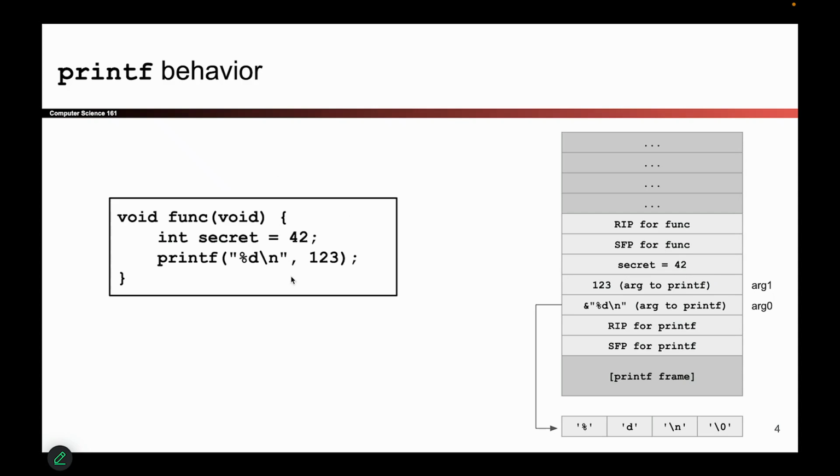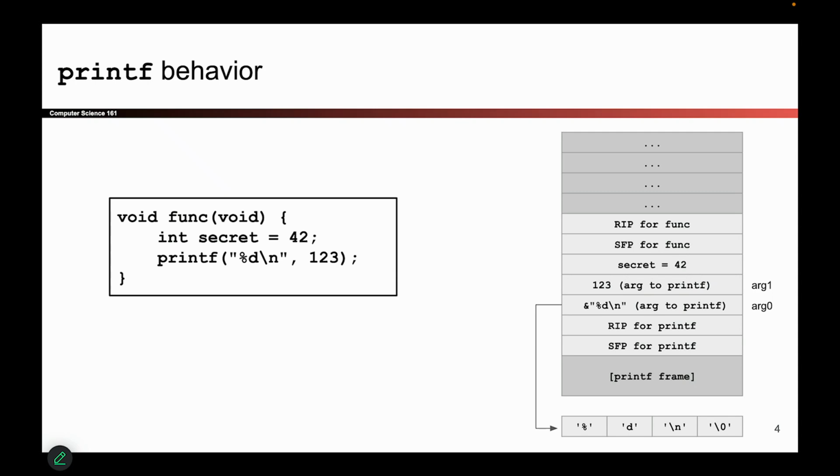So this function doesn't do a lot. It has a secret value that we assign to 42, and then it says printf %d. And remember, when we have a percent formatter, we match it up with an argument. So this says, please print out, well, I don't know what you want to print. I want to print %d, and I'm going to substitute that with the second argument, which here happens to be the number 123.